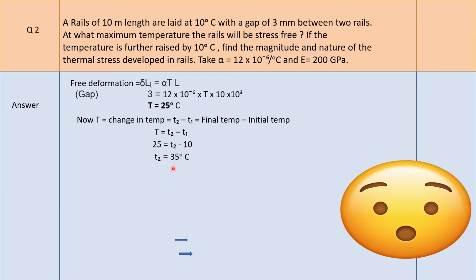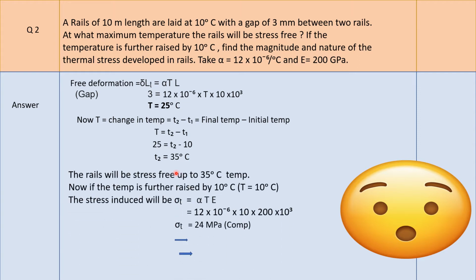So now from 35, if the temperature is further raised by 10 degrees, that is a change in temperature of 10 degrees, we want the sigma. The rails will be stress free up to 35 degrees. Now if it is raised further by 10 degrees, the stress induced will be sigma_T is equal to alpha into T into E. Alpha is 12 into 10 raised to minus 6. Change in temperature is 10. E is given as 200 GPa, that is 200 into 10 raised to 3. So 12 into 10 raised to minus 6 into 10 into 200 into 10 raised to 3.